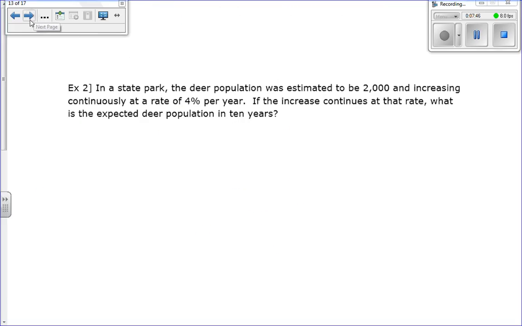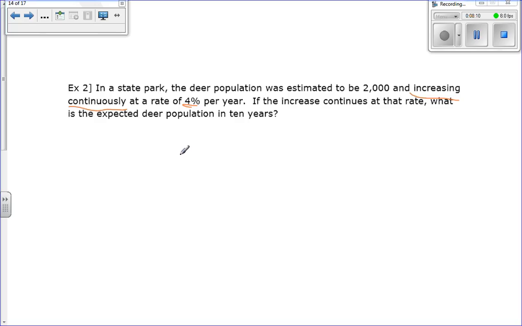Next problem. In a state park, the deer population is estimated to be 2,000 and increasing continuously. Well, it's increasing, which means our R is positive, and continuously tells me I'm going to use the formula that says continuously compounded at a rate of 4% per year.